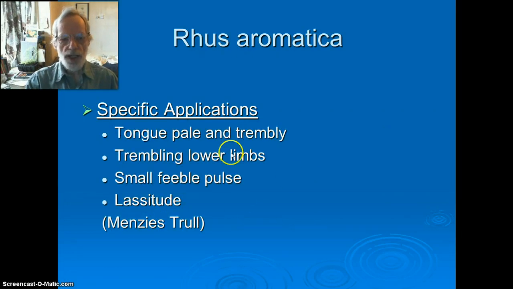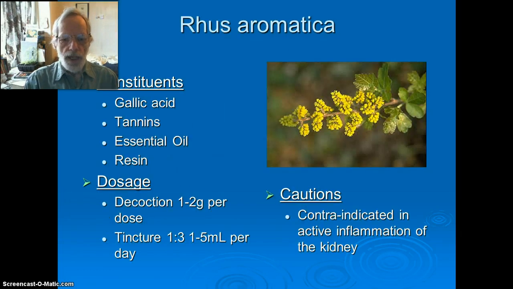And Menzies Trowel has it as a specific where the tongue is pale and trembly. There's trembling lower limbs, and there's a small feeble pulse, and the patient has a lot of lassitude, so it's quite a good tonic to help people pull themselves together. Interesting that earlier I'd found an indication for nephritis, but it's also in literature contraindicated in active inflammation of the kidney, so make of that what you will. So your usual gallic acid and tannins, but also essential oils and resins, and a pretty standard dosage.